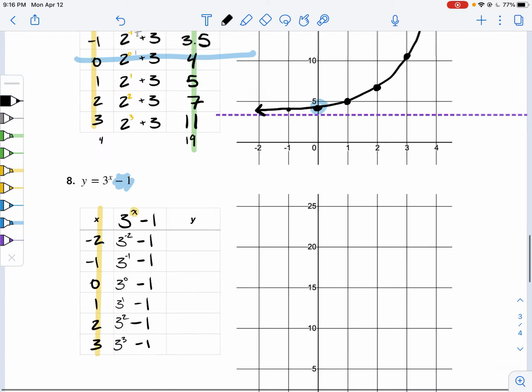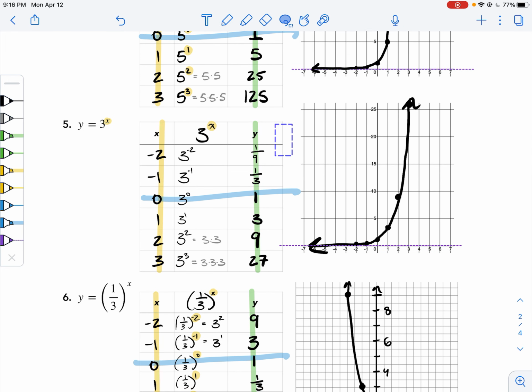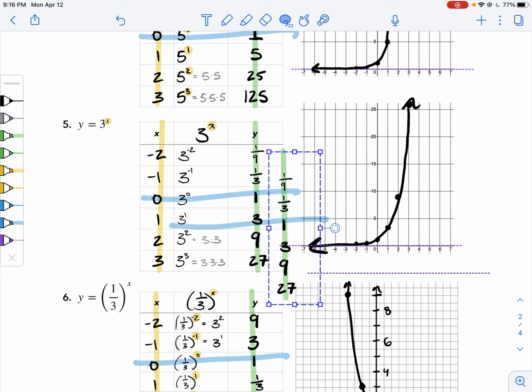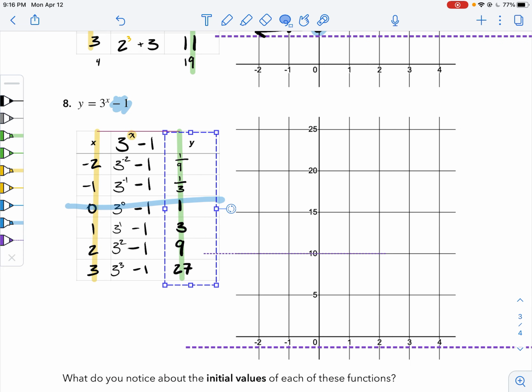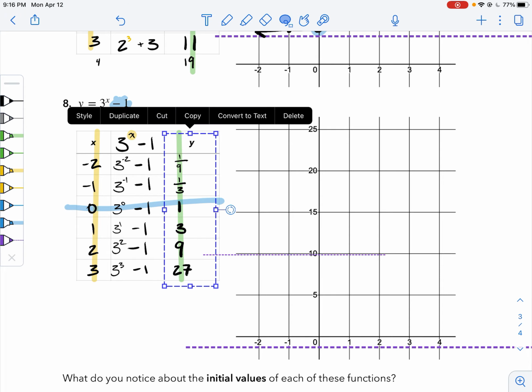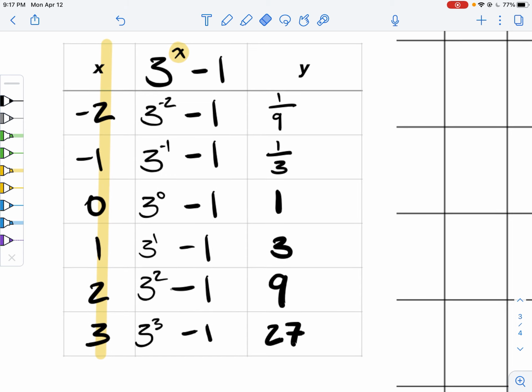Remember from last time, here's our 3 to the x. We just need to subtract 1 from each of these and call it good. So 1/9 minus 1 is -8/9. That's -8/9. I'll just rewrite that one.